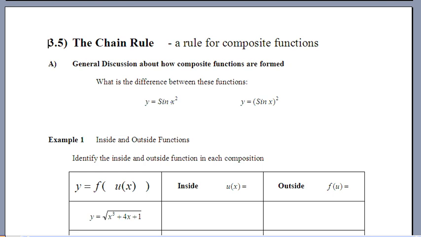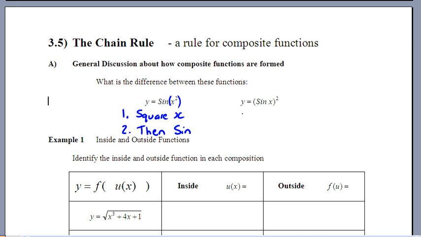The first one, when it's written this way, is sine of x squared, and then the next one we would say is sine squared of x. It's a difference in which operation you do first. For this first function, your first maneuver would be to square the x, and then once you have that value squared, you would perform the sine of it.